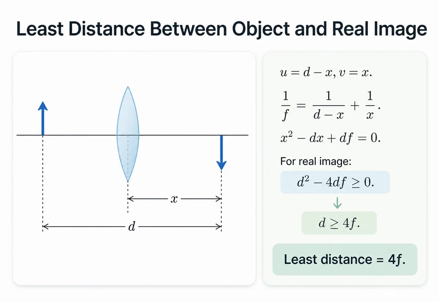What is the minimum distance between an object and its real image formed by a convex lens? If we let the total distance be d and the image distance be x, the object distance is d minus x. Substituting these into the lens formula yields a quadratic equation for x. For x to be real, the discriminant must be greater than or equal to 0. This reveals that the distance d must be at least 4 times the focal length.